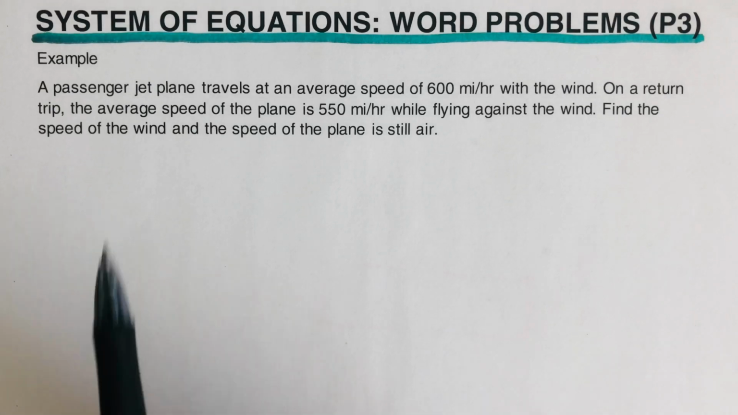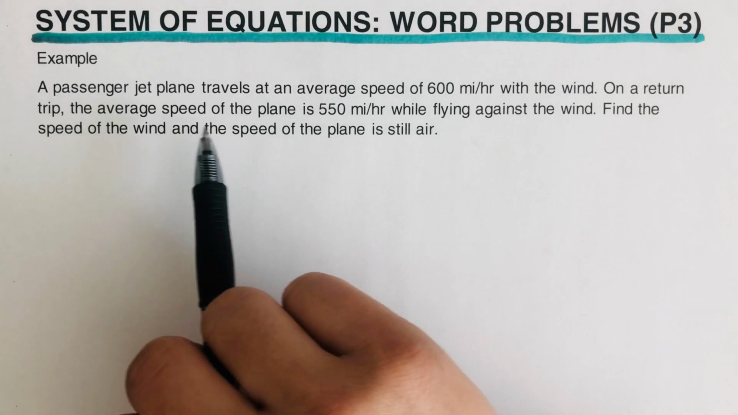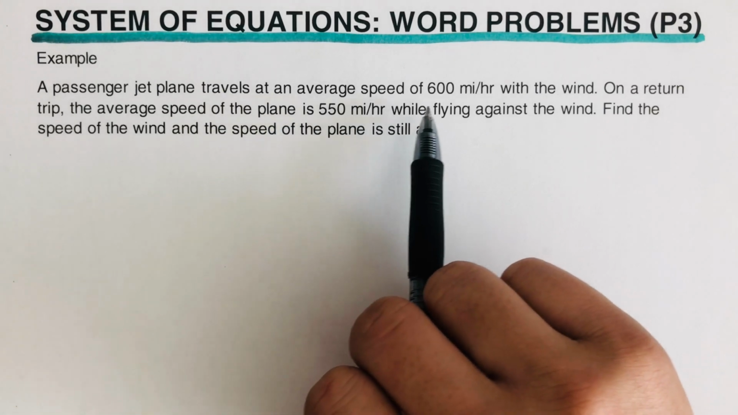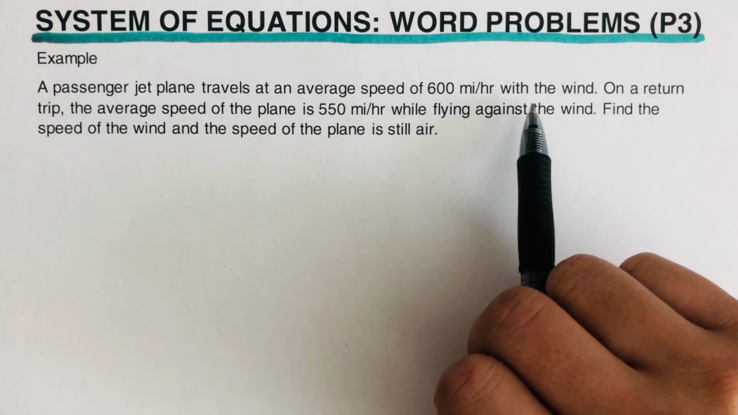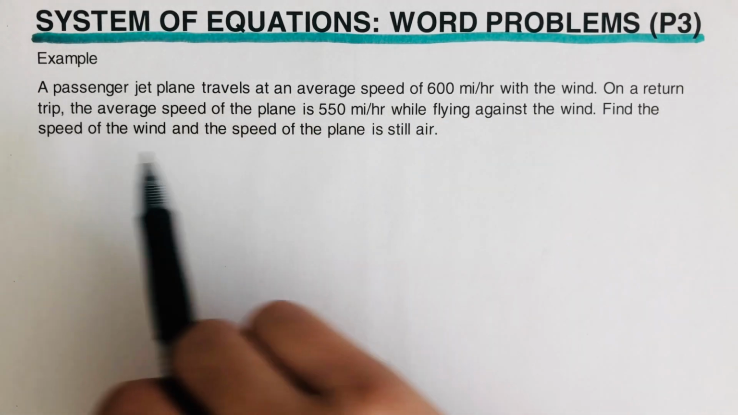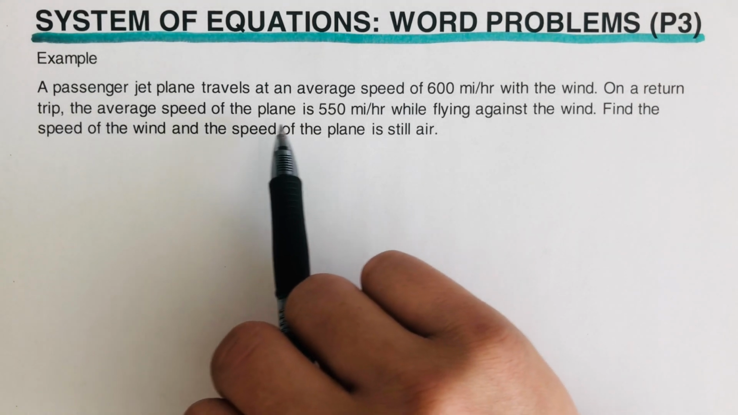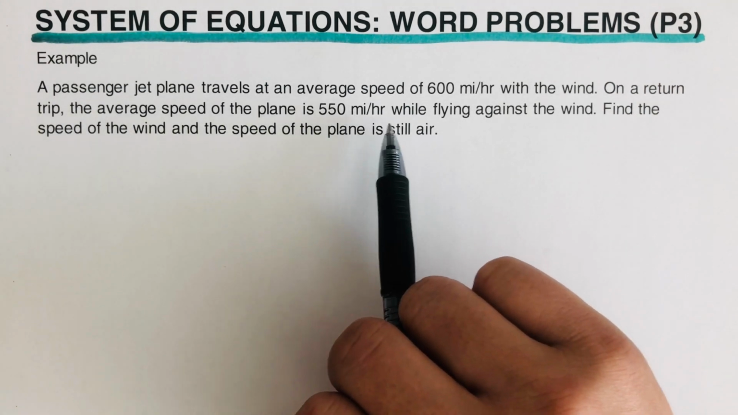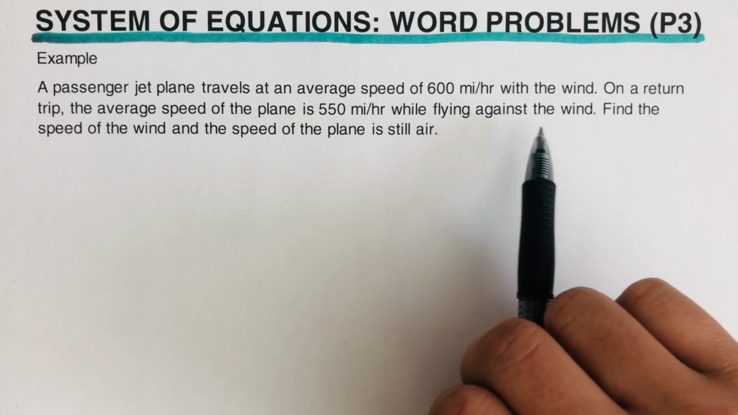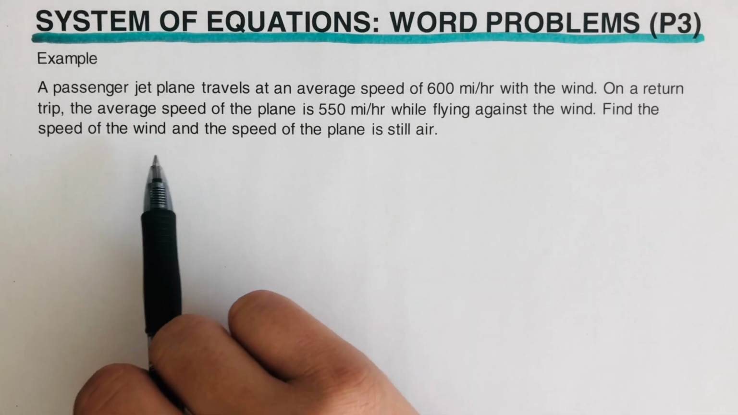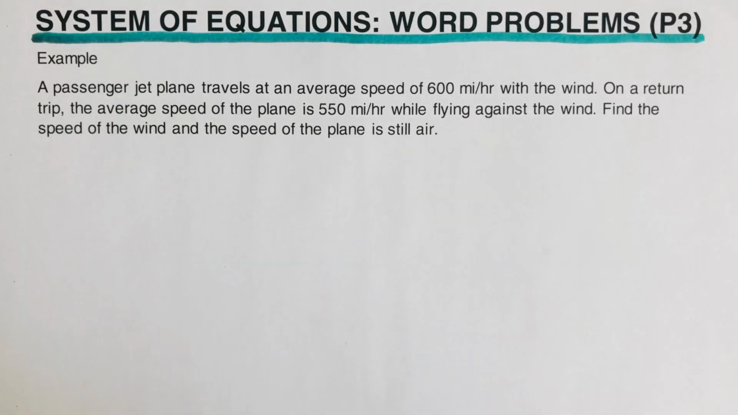Let's take this example right here. A passenger jet plane travels at an average speed of 600 miles per hour with the wind. On the return trip, the average speed of the plane is 550 miles per hour while flying against the wind. Find the speed of the wind and the speed of the plane in still air.